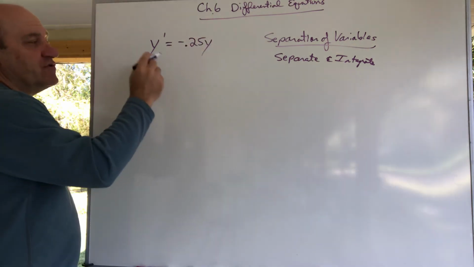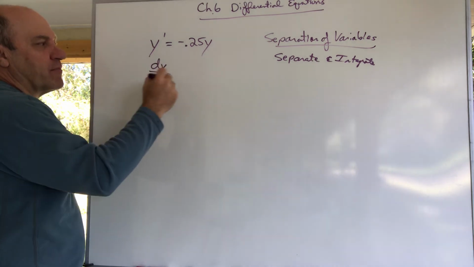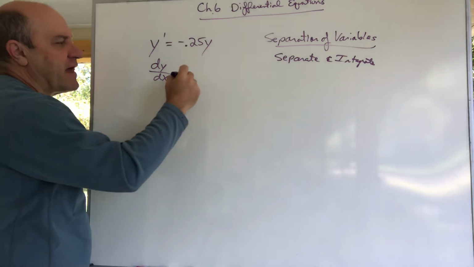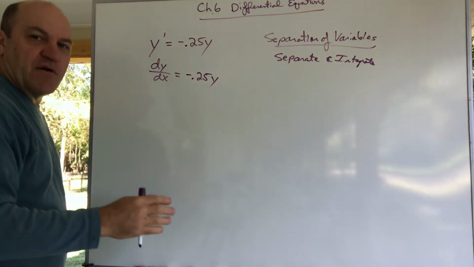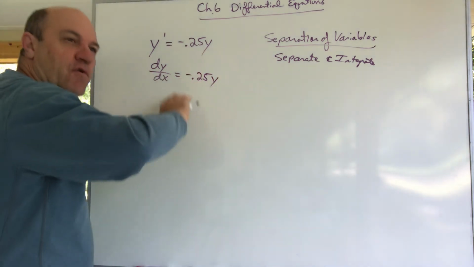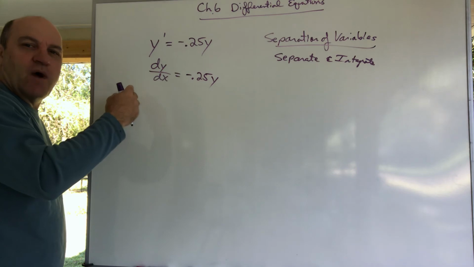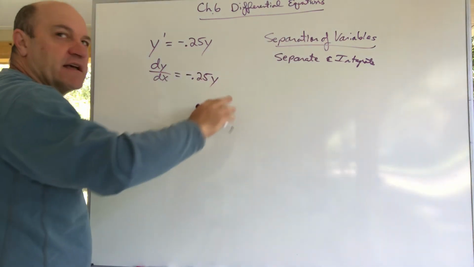So what you do is you take the y prime and you write it as dy dx. That's kind of an important part of this. That's an alternative form to write the derivative. You know that. And then you separate the variables. You try to get the dx over here with all the x's, and the y's over here with the dy's, so you get it separated.